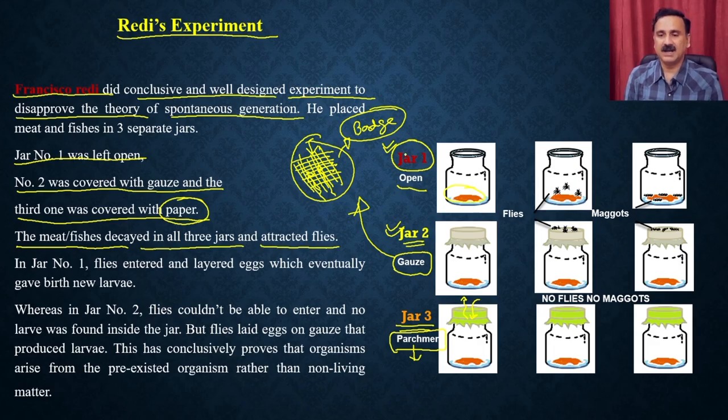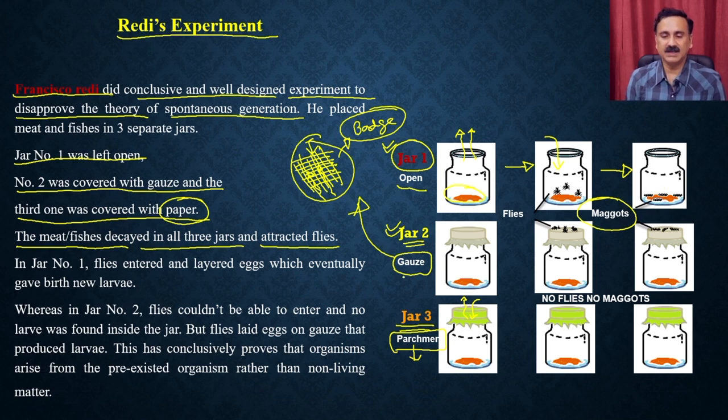So what happened in jar number one? In jar one, the smell came out from the rotten meat as well as the fishes. As a result, the flies came from outside, and that is how the flies laid their babies, the maggots. And that is how it was proved. So the first experiment showed that it was not the chemical molecules or the rotten meat, the non-living material, that gave rise to life.